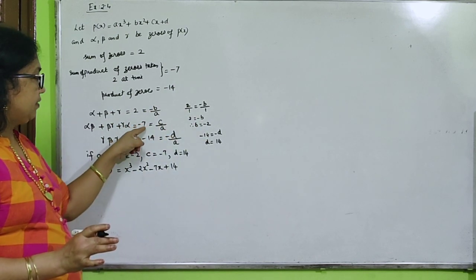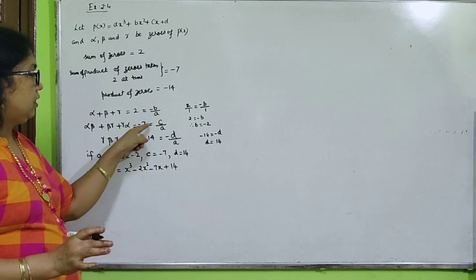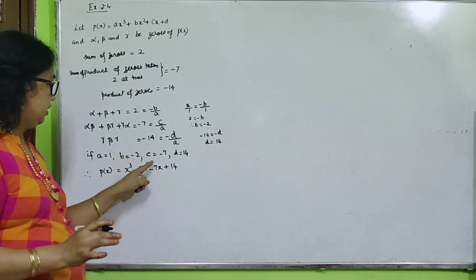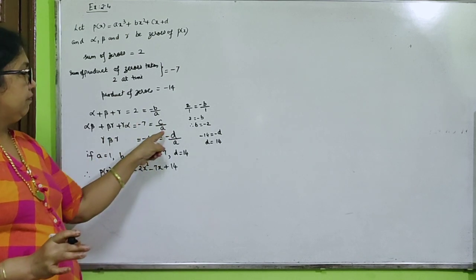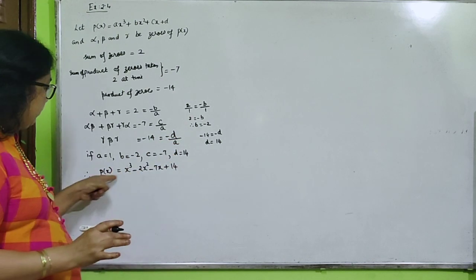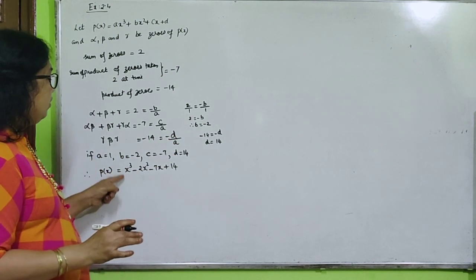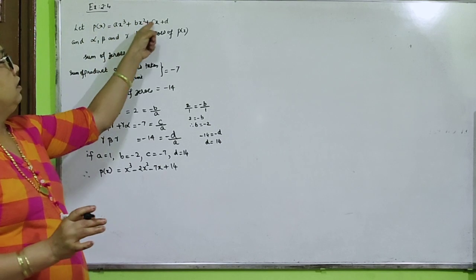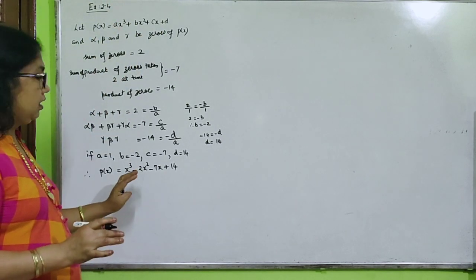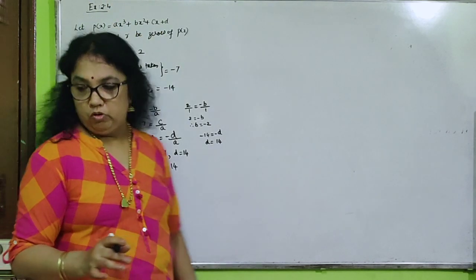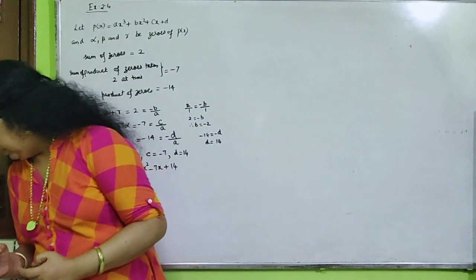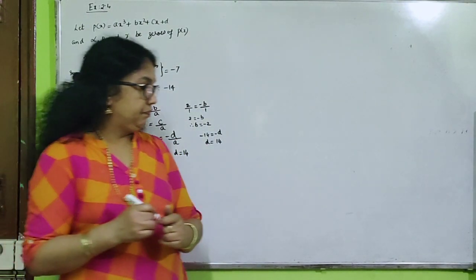In the same way, minus 7 upon 1 is c by a. A's value is 1, so c equal to minus 7. That only I have written here, minus 7. And the same way for the values to be getting, then substitute the values of a, b, c, d in the standard form. Then we will get the cubic polynomial. Now that is second one. Now third sum.